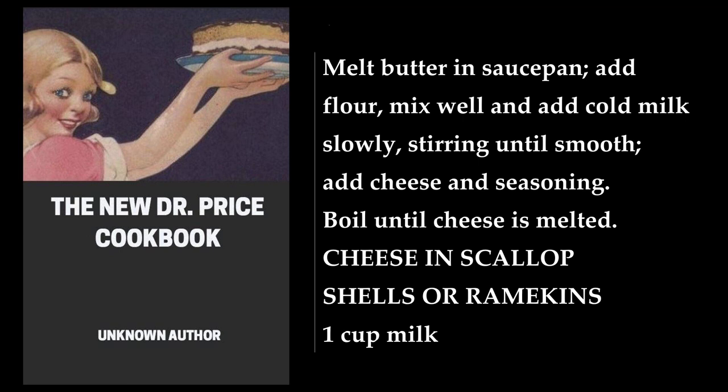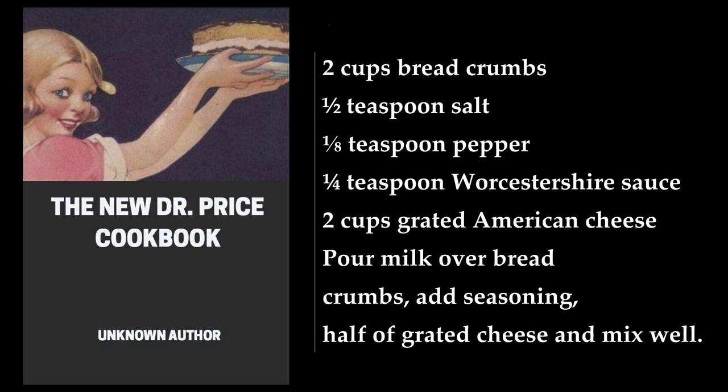Cheese in scallop shells or ramekins. 1 cup milk. 2 cups bread crumbs. 1/2 teaspoon salt. 1/8 teaspoon pepper. 1/4 teaspoon Worcestershire sauce. 2 cups grated American cheese.